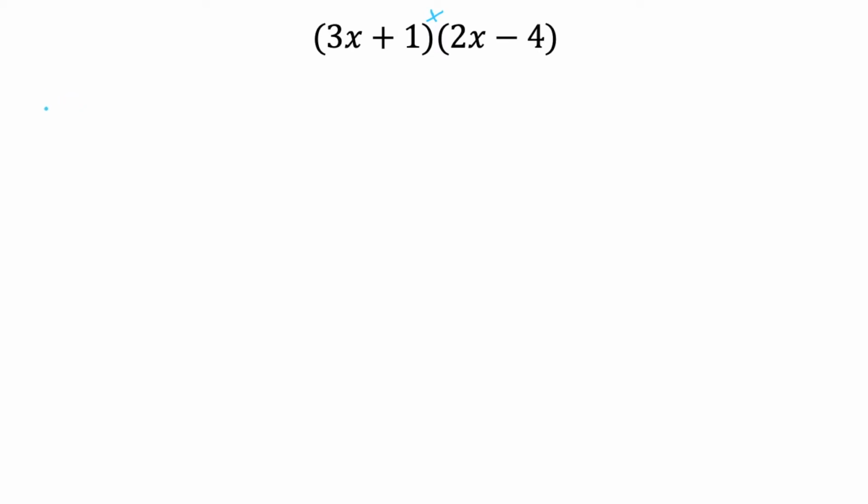So, box model: we just draw a simple box like this, and on one side of the box we write the first bracket. So in this case, let's write 3x plus 1.